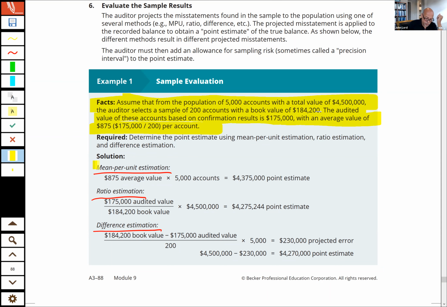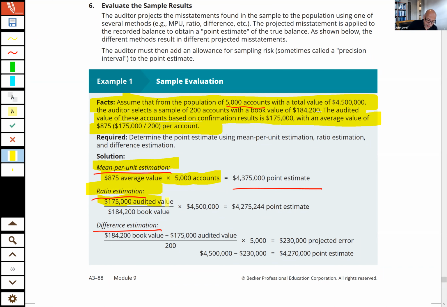As we said, for mean per unit, we would take that average audit value, multiply it by the number of total accounts, not the number of items in the sample, but the number of total accounts, and this would give us a point estimate. We would then compare that point estimate to the recorded value and see if we have a misstatement that is in excess of our tolerable misstatement. If we do, we would ask for an adjustment. Okay. Now, we could also use ratio estimation.